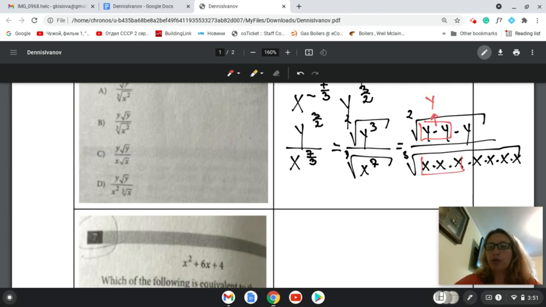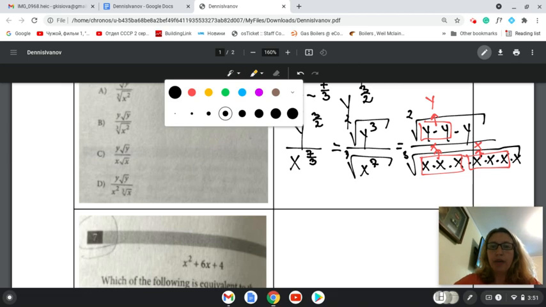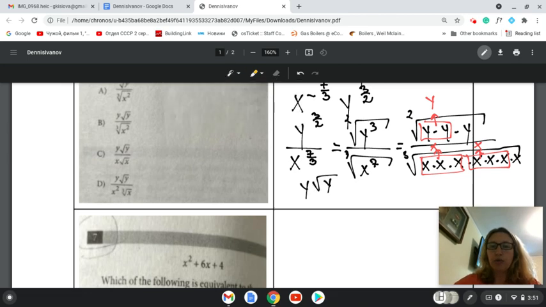And here I'm looking for groups of 3, so I have 2 groups of x. So my final answer would be y, square root of y, and then 2 x's, which is x squared, radical x, which makes D the correct answer.